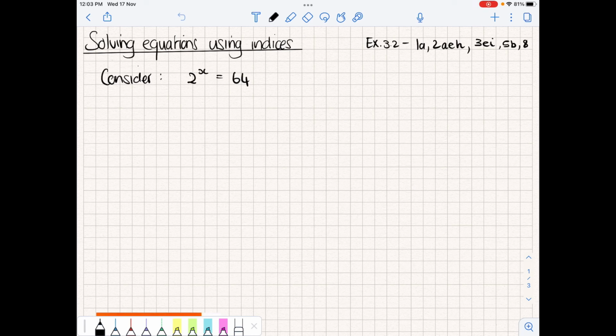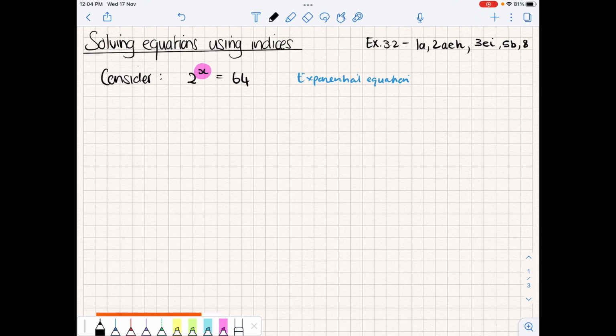Today we'll look at solving equations using indices. Usually when we solve an equation, the unknown is in the form of the base. If we have an equation where the unknown is the exponent or the index, we call this an exponential equation. So exponential equations are where we are trying to solve for the unknown, where the unknown is the index, power, or whatever you want to call it.